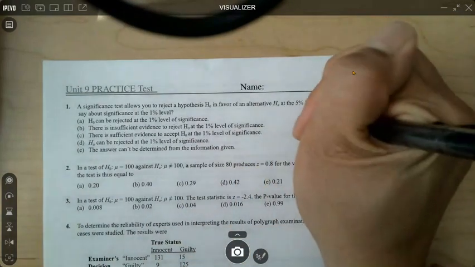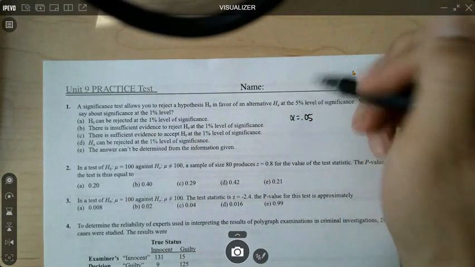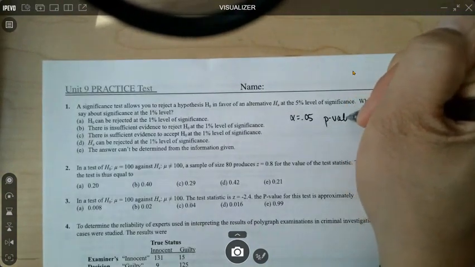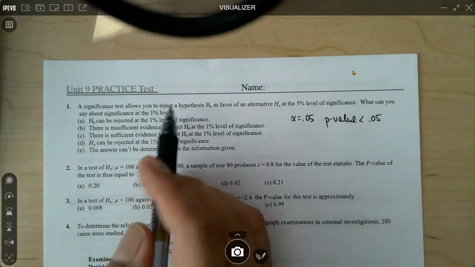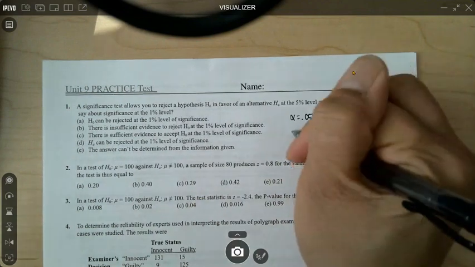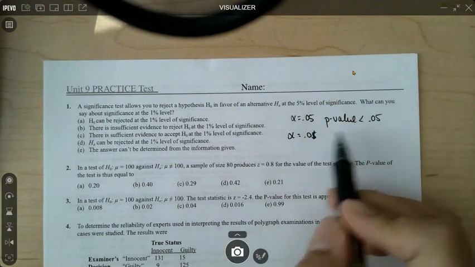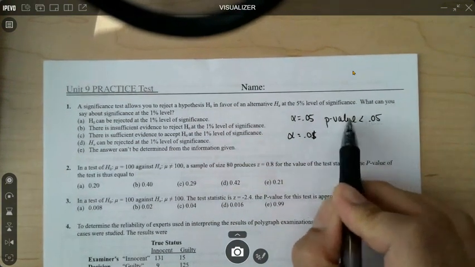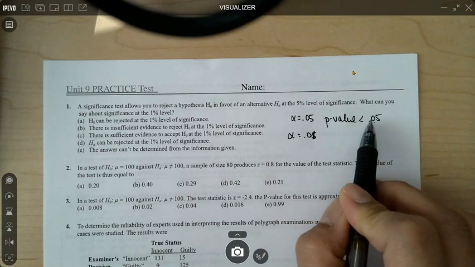So if we're saying a 5% level, that's alpha of 0.05. If we're rejecting at that level, then that means we know that our p-value is less than 0.05. So it's asking if we reduce our alpha level to 0.01, what can we say? Well, rejecting at the 0.05 level would just mean that our p-value can be anywhere less than that. So it could be 0.04.